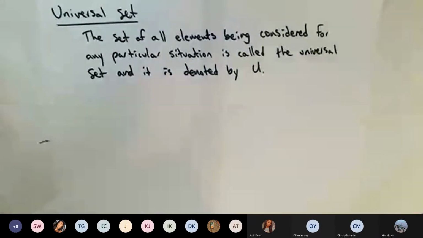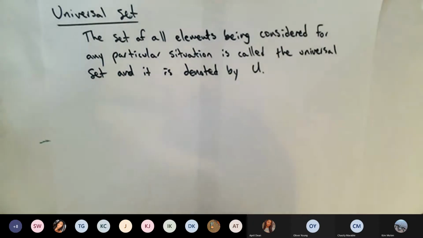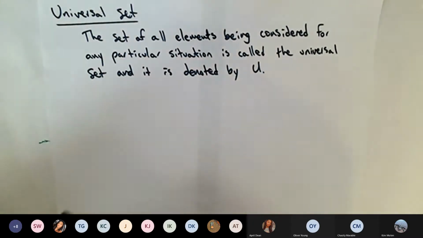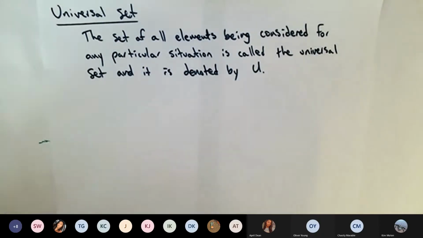If it's ever not clear what the universal set is, it will be explicitly defined. Sometimes, like in an example we're going to see later, it's the set of all English alphabet letters. That might be your universal set. If the elements you're dealing with are letters, then the universal set is the set of all English letters. So it depends on the context.